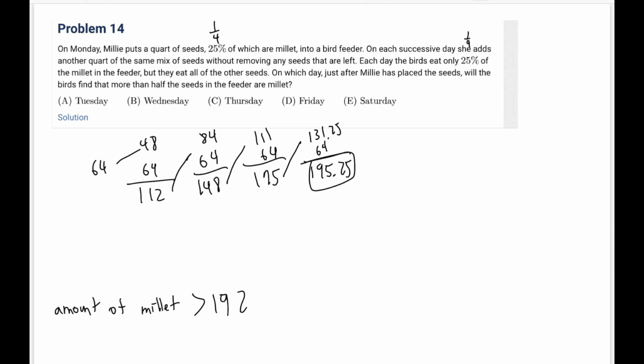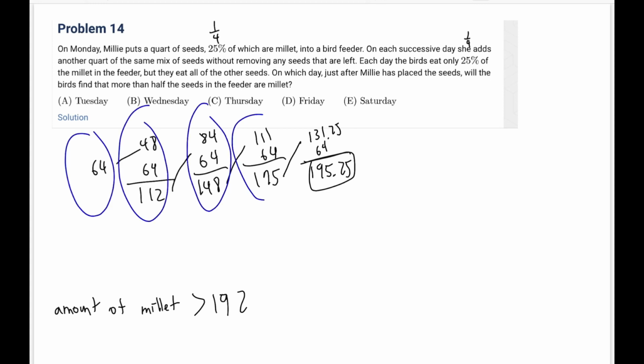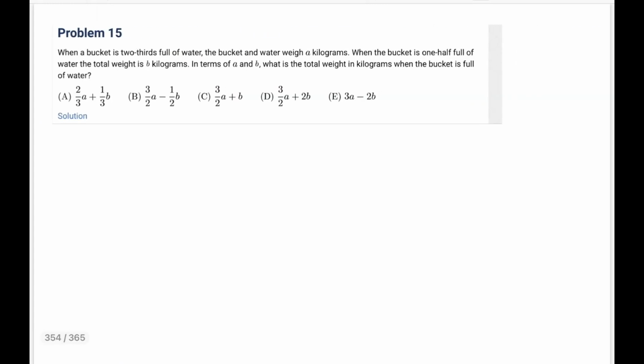So this is Monday, Tuesday, Wednesday, Thursday, Friday. So the answer is Friday. It's D. Number 15. When a bucket is 2/3 full of water, the bucket and water weigh A kilograms. When the bucket is 1/2 full of water, the total weight is B kilograms. In terms of A and B, what is the total weight in kilograms when the bucket is full of water?